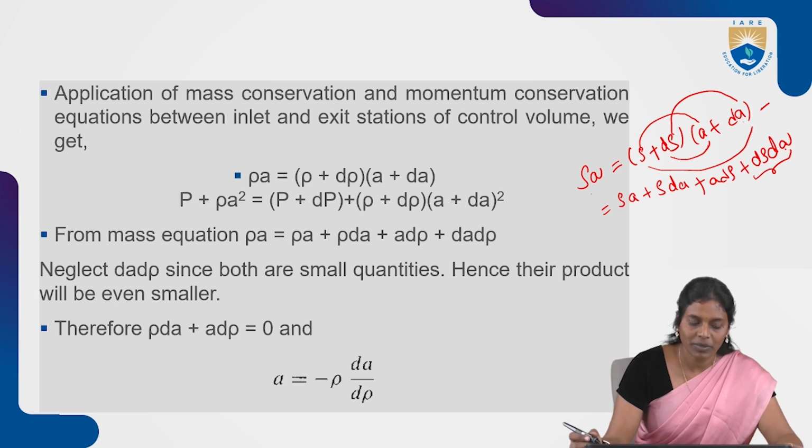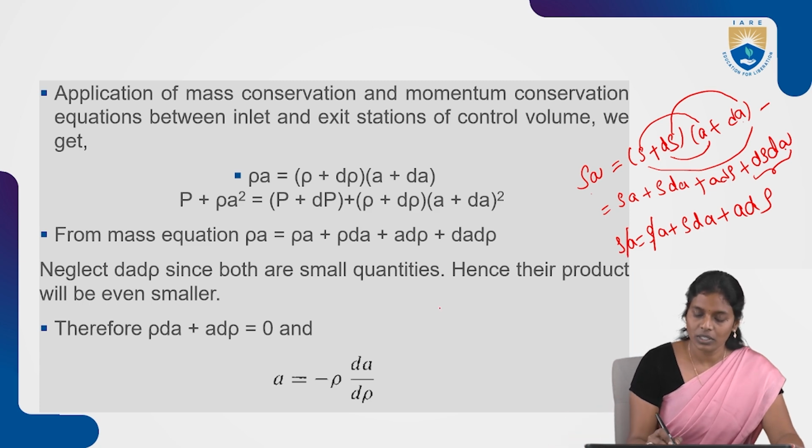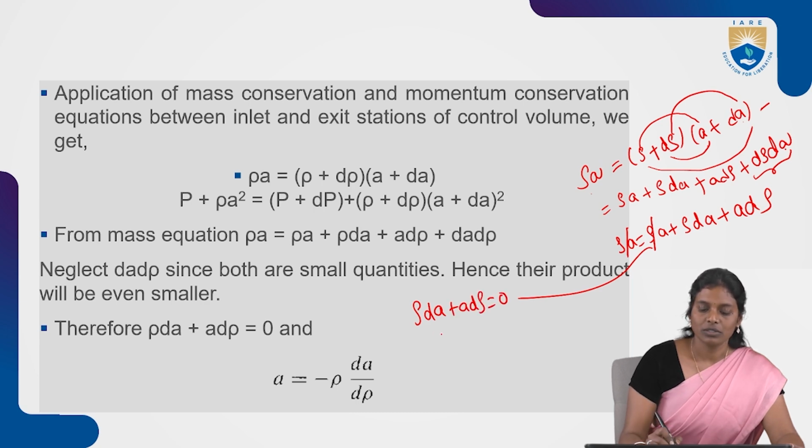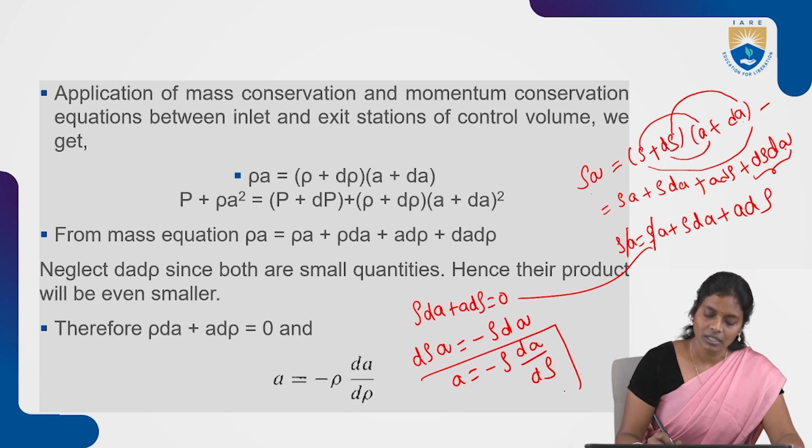So now we have rho A equal to rho A plus rho dA plus A d rho. Rho A will get cancelled out. From here we can write rho dA plus A d rho equal to 0. So A equals minus rho dA by d rho.